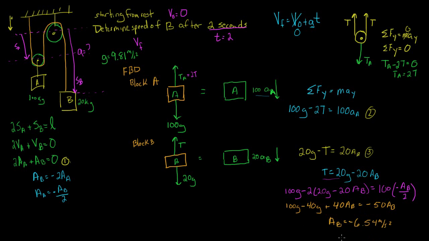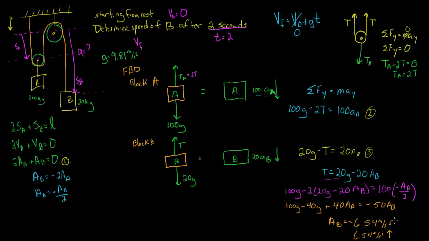And what does this actually mean? Well, we've defined our positive direction down, so our negative acceleration means that it's an acceleration in the opposite direction, or an acceleration up. So the acceleration of B is 6.54 meters per second squared in the upward direction.